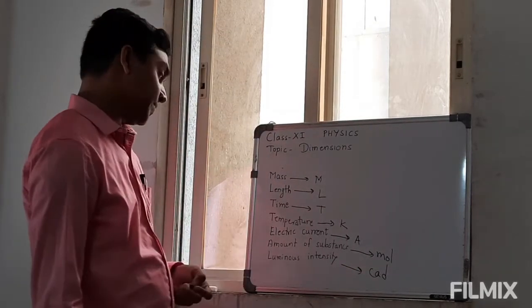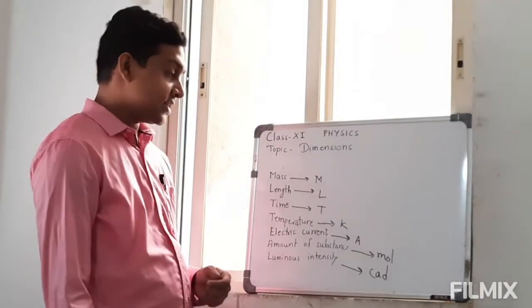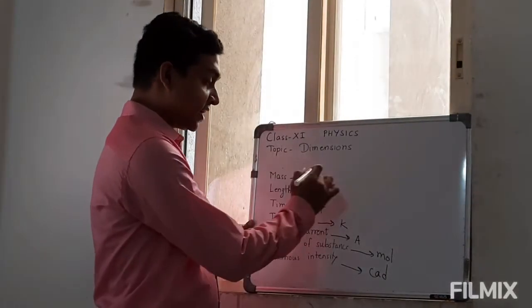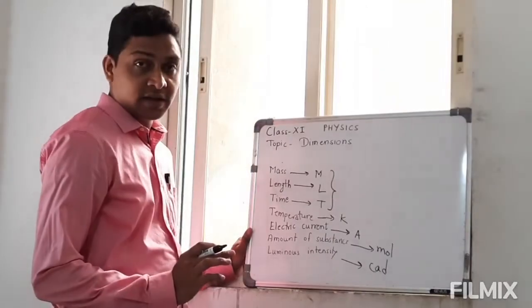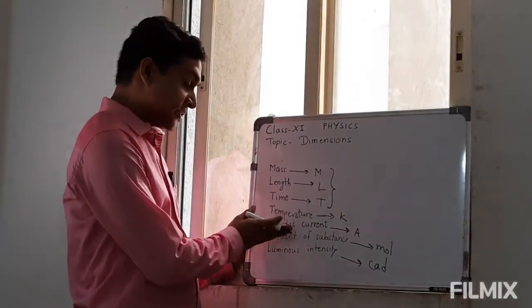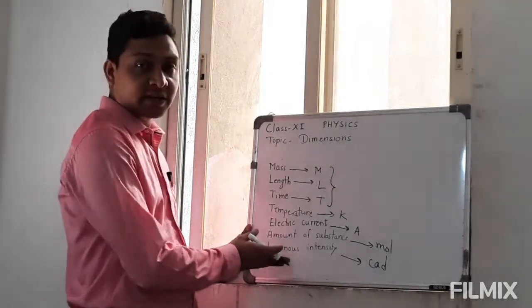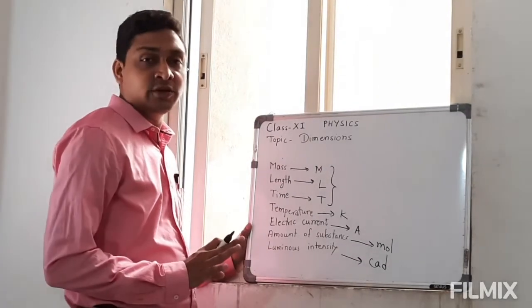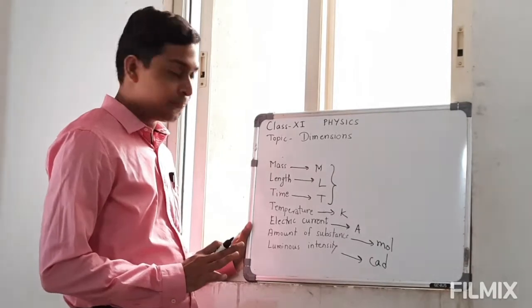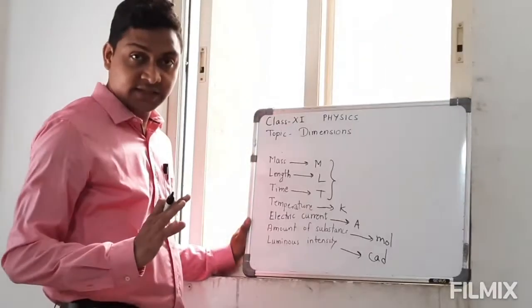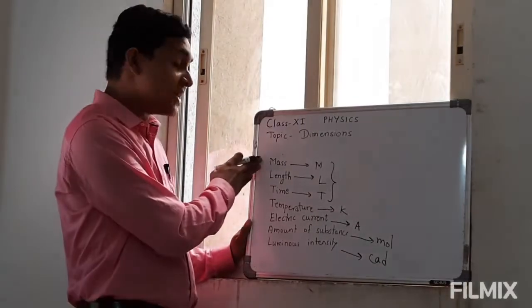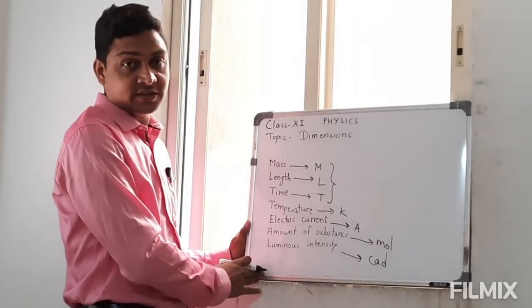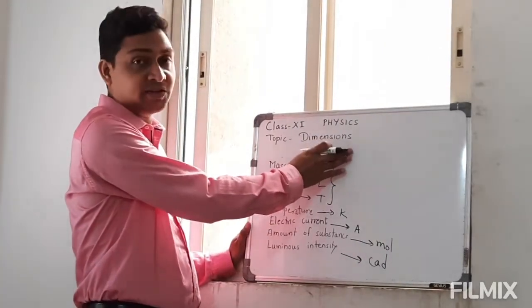Now, the next important thing is that these 3, mass, length and time, M L T, you have to use always. And if temperature, electric current, amount of substance or luminous intensity is present, then only we use them. So dimensions means we can express a given physical quantity in the powers of basic fundamental quantities, and they are called dimensions.